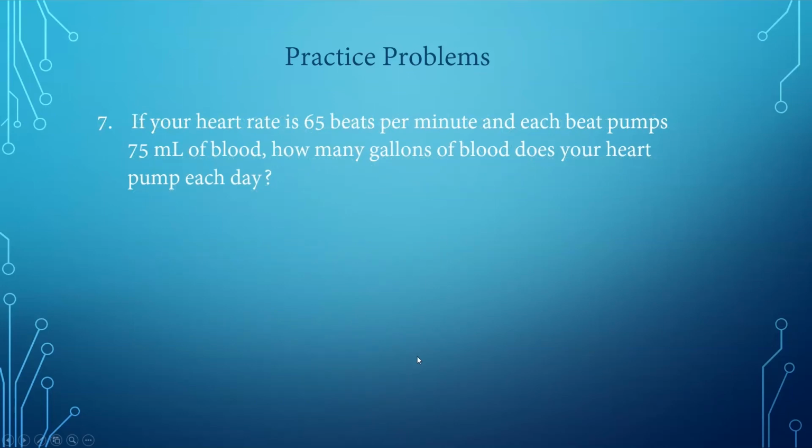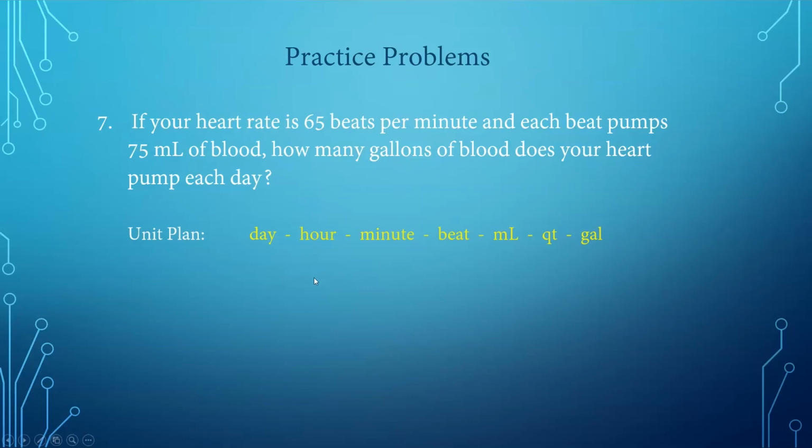All right, one last practice problem here before we move on. The human heart beats around 65 beats a minute. Some people faster, some slower. And the average heartbeat pumps about 75 milliliters of blood. So given that, how many gallons of blood does your heart pump each day? I think you'll be surprised.